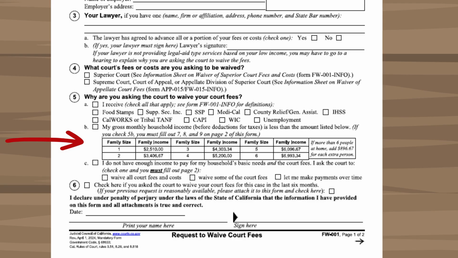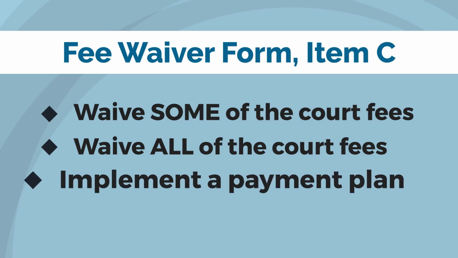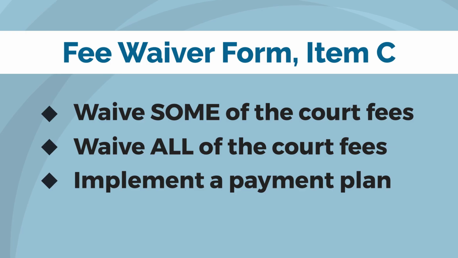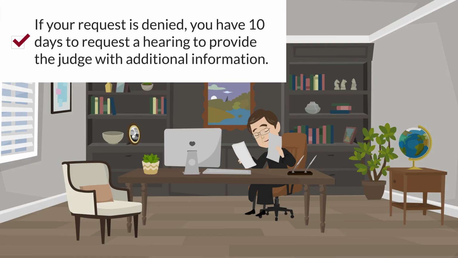If you do not qualify under option A or B, you can select option C, which states that you do not have enough income to pay for your basic household needs and the court fees. In this option, you can request that the court waive some or all of the filing fees or implement a payment plan for you. If you apply under this option, the judge that is assigned to your case will review your fee waiver request and determine whether the request should be granted or denied. If the fee waiver is denied, you have the right to request a hearing within 10 days to give the judge additional information about why the fee waiver request should be granted.